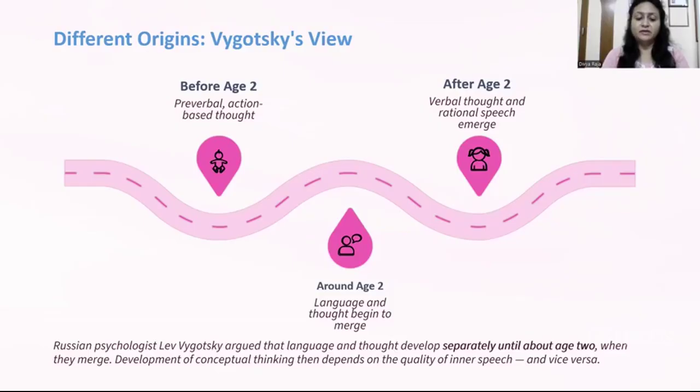For example, when the child cries, it's because of feeling uncomfortable rather than because of any thoughts. At 2 years, the child expresses thought verbally and his speech reflects rationality. He manipulates thoughts using soundless speech. So, this is the time when language and thinking merge, they become interdependent. Then, after two, there is development of conceptual thinking.